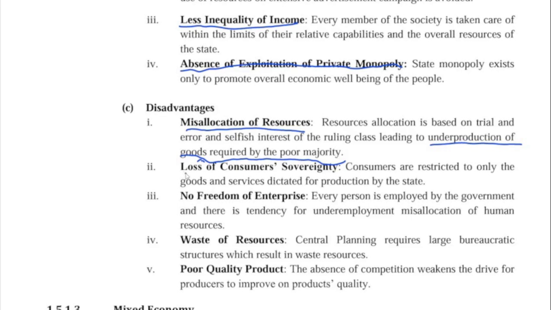Number two, loss of consumer sovereignty. What is consumer sovereignty? The free will to choose what you want to buy, what you want to spend your money on.